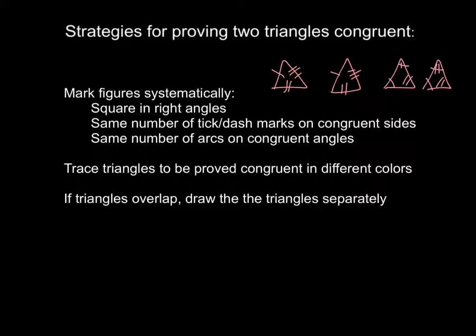Trace triangles to be proved congruent in different colors. So maybe you have a shape that has a lot of different triangles in it. Make sure that you trace them in different colors and different highlighters with different pens, so that way you can see them. And then if your triangles overlap, sometimes it's helpful to draw the triangles separately. Sometimes it's hard for me to actually see what the triangles look like when they're on top of each other.